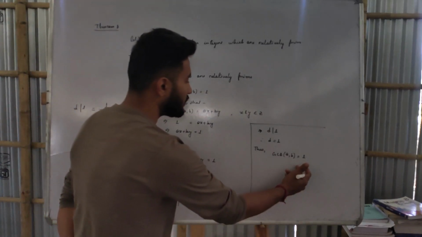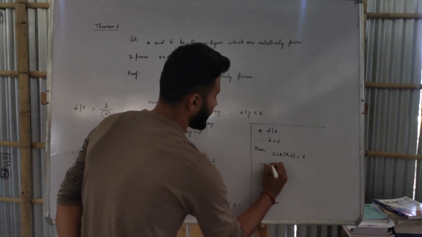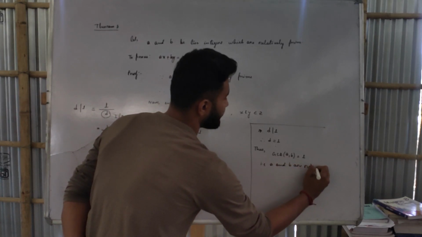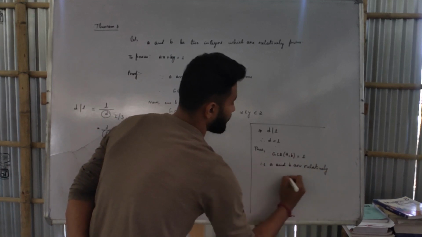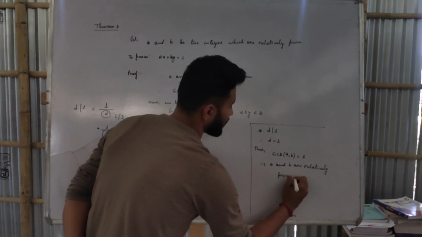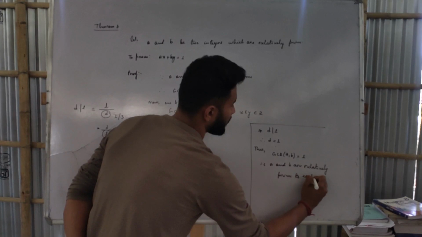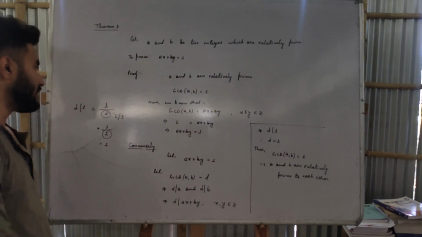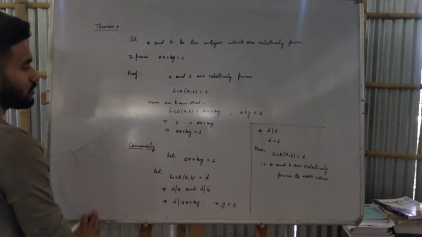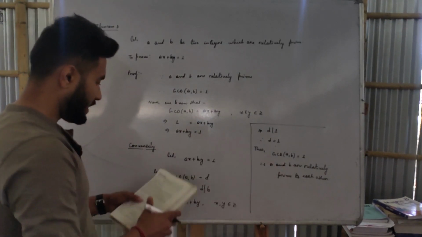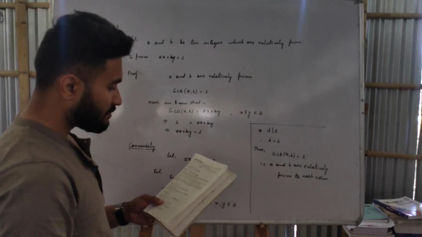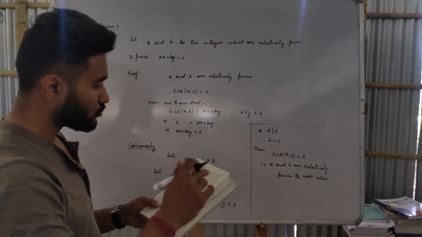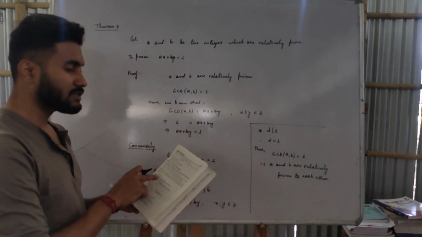If GCD of AB is equal to 1, if their greatest common divisor or highest common factor is 1, that is, A and B are relatively prime to each other. So we can say that A and B are relatively prime to each other. Okay, so this is theorem number 5. It is said that two integers A and B, both non-zero, will be relatively prime to each other if and only if there exist two integers x and y such that ax plus by is equal to 1.